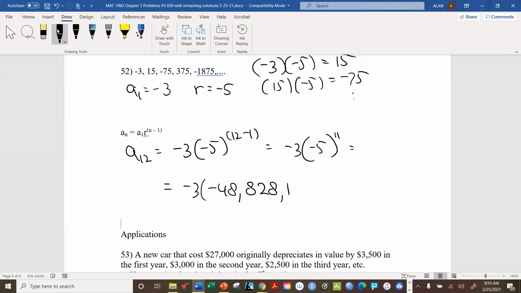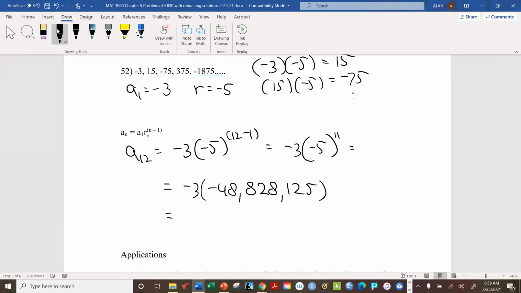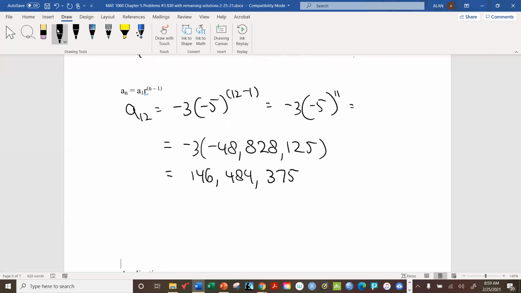125. And we'll multiply that by -3. And we end up, wow, look at this number. I think this is the biggest number we've had today. 146,484,375. Man, that's a whopper there. But now it's going to get even bigger when we calculate the sum. Oh boy.